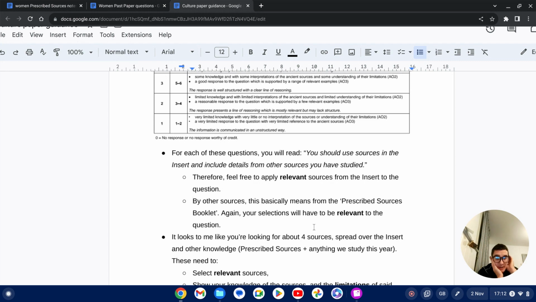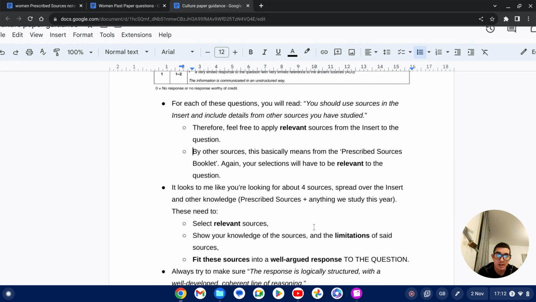These selections have to be relevant for the question, though. So you're looking for about 4 sources to answer this question. In the same way the last question was 3 sources with explanations, this is kind of 4 sources spread over the insert and other knowledge, i.e. your prescribed sources and anything else we study.